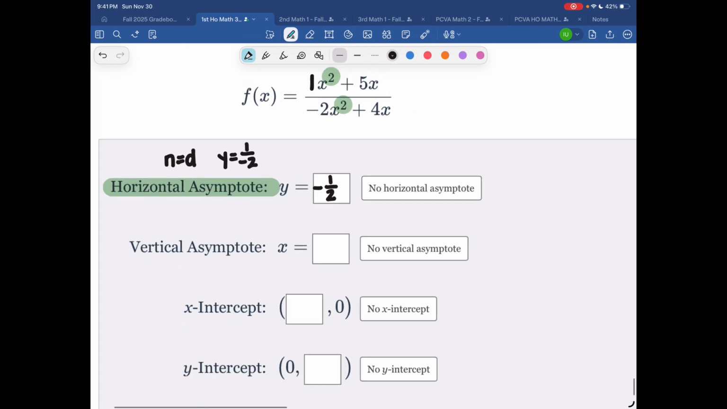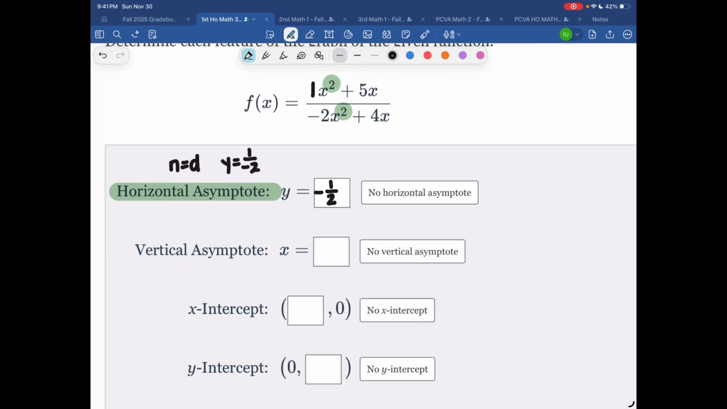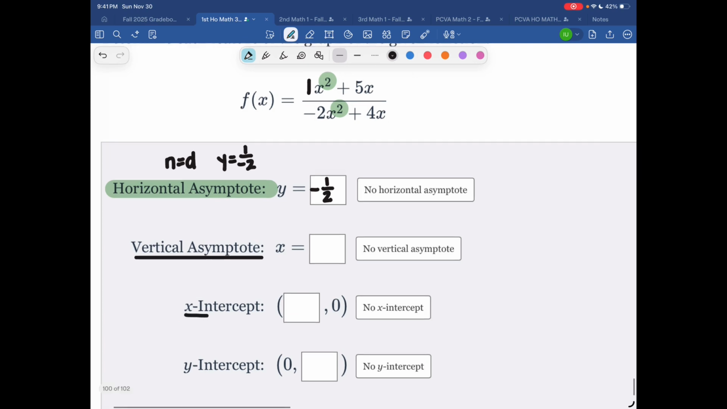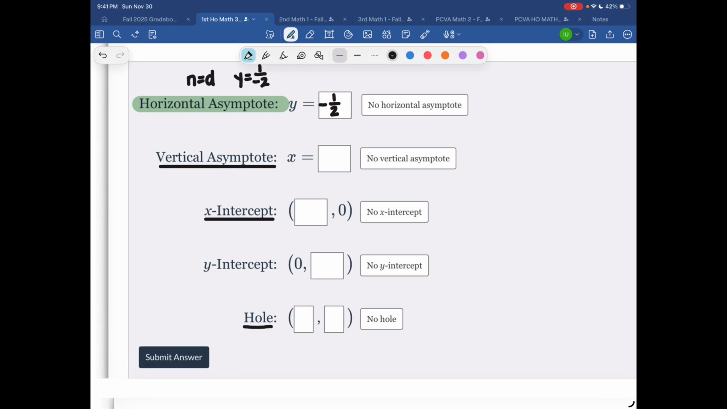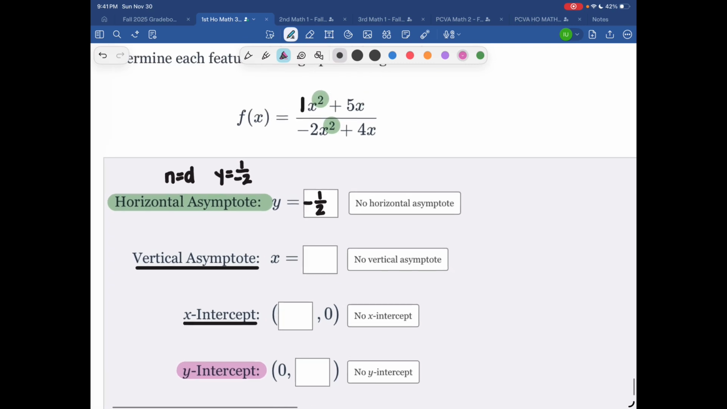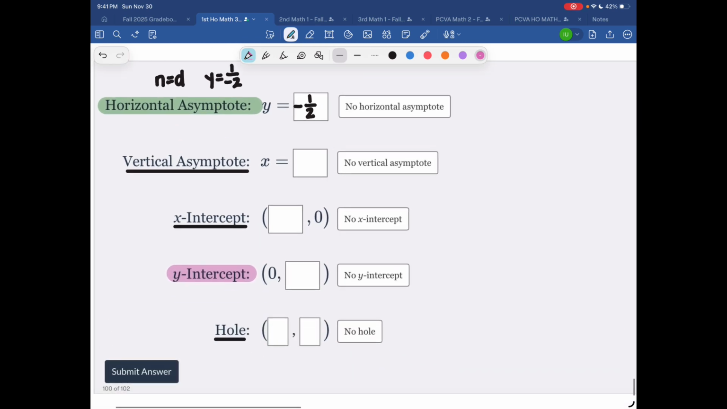Now, the vertical asymptote. Remember, the vertical asymptote, the x-intercepts, and the holes down here at the bottom all have to be found after we factor. Now, the y-intercept, we can do that by dividing the constants. This one has a constant of 0, so technically that's +0, and so does this one. So we know that the y-intercept is going to be at 0.